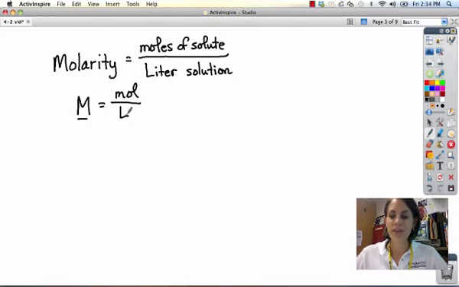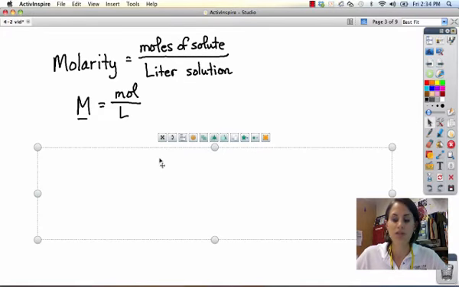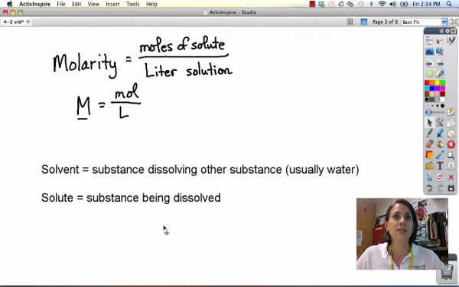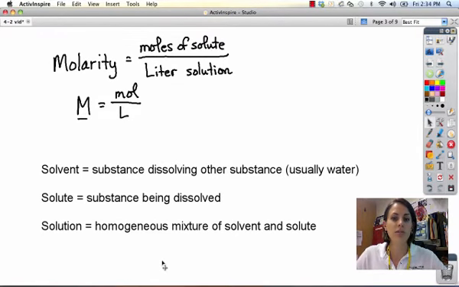Let's quickly review the definitions of solvent, solute, and solution. A solvent, remember, is the substance dissolving another substance, and usually that's water. We talked previously about why water is such an important solvent. A solute is the substance being dissolved. A solution is the resulting homogeneous mixture of both the solvent and solute.